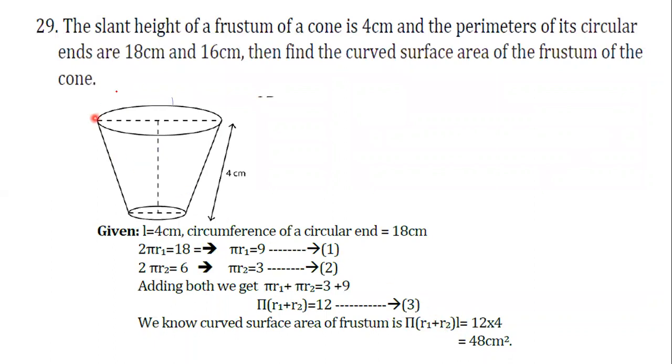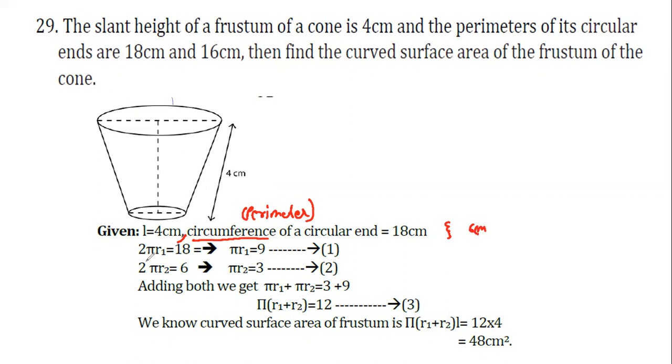Okay. So here the given perimeters. Perimeter means circumference of the circle. Perimeter as well as circumference, both are same. The given slant height, L is equals to 4 centimeter. This is the slant height. L is equals to 4 centimeter. And circumference of the circular ends are, one is 18 centimeter and the other one is 16 centimeter.